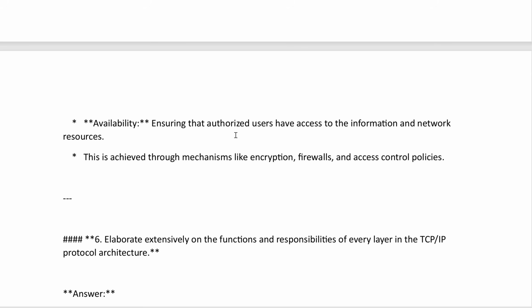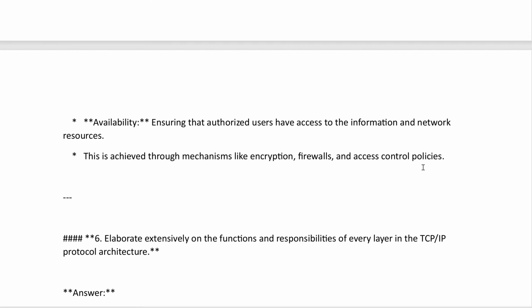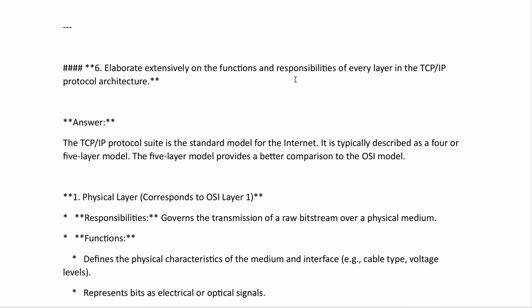Availability means ensuring that the authorized users have access to the information and network resources. So this is achieved through mechanisms like encryption, firewalls, and access control policy.